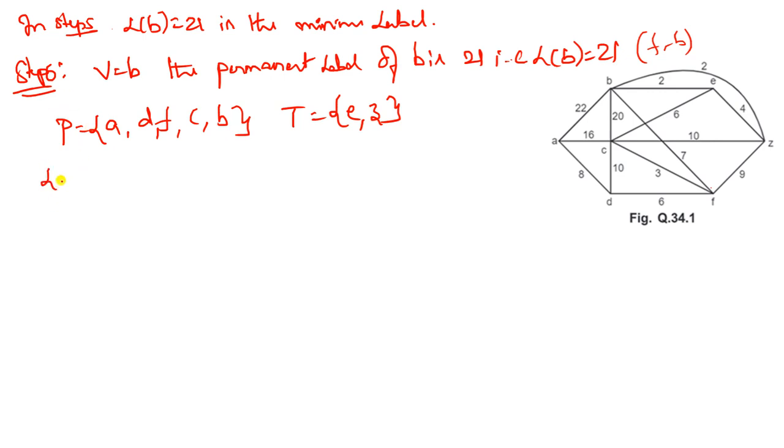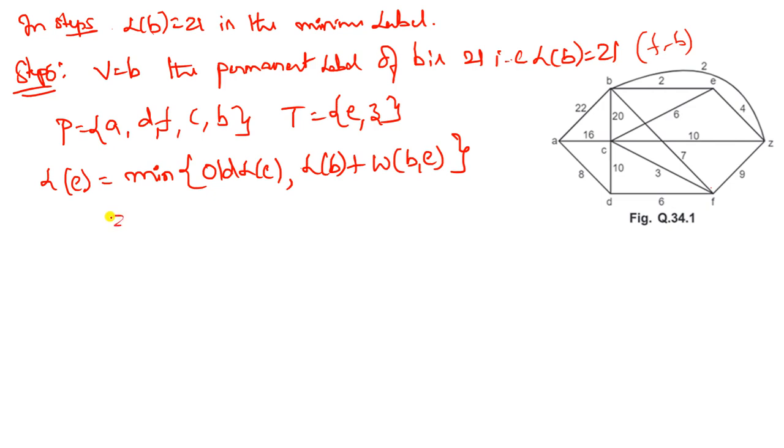That is L of E. L of E is equal to what? Minimum of old LE value comma, so in this LB, right, our vertex is LB, so LB plus, check whether a path exists between B to E. Now minimum of what is the LE value?